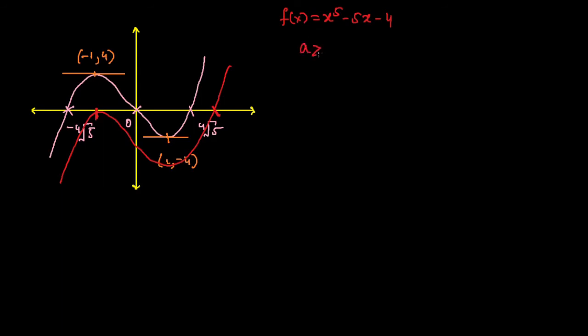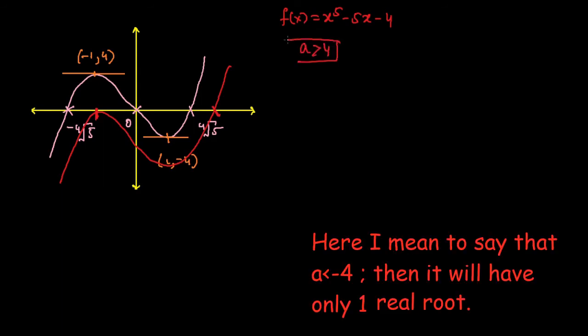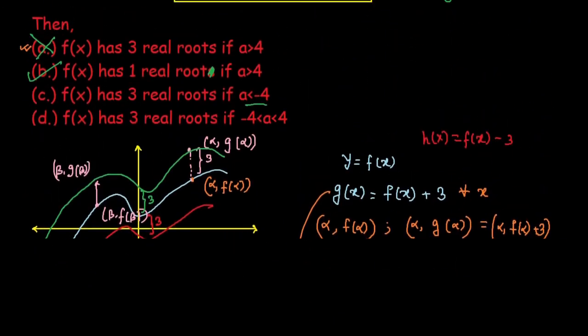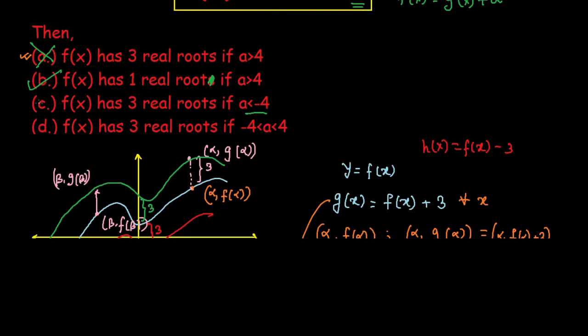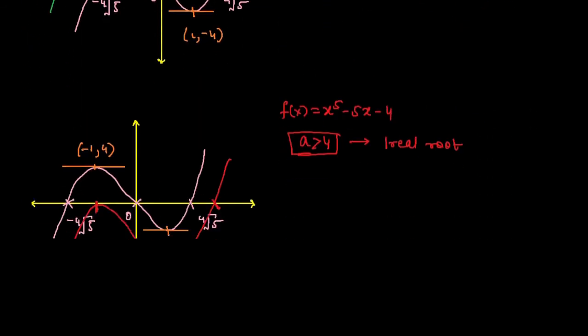And if a is greater than 4, so it's strictly greater than 4. If you see the options, these are all strict inequalities. If a is strictly greater than 4, we can say there exists only 1 real root. So we can say that this option is also not correct. The only option that is left is f of x has 3 real roots if a is greater than minus 4 and less than 4. Let's see what happens.